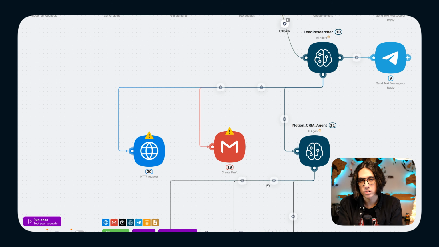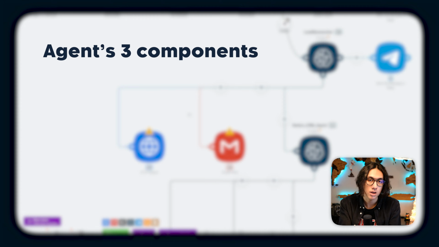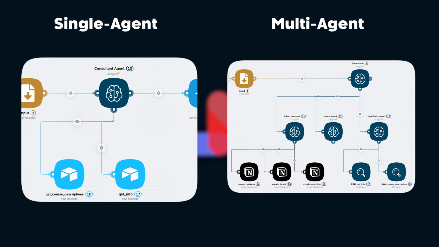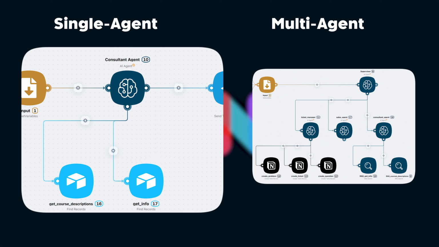Don't worry if it feels like a lot of jargon right now. We'll break each part down step by step. The key idea is this: no matter how advanced, every agent is built from the same three pieces: brain, memory, and tools. There are different types of systems, and when you're just starting out, the smartest move is to start with a single agent system. One agent, one job.